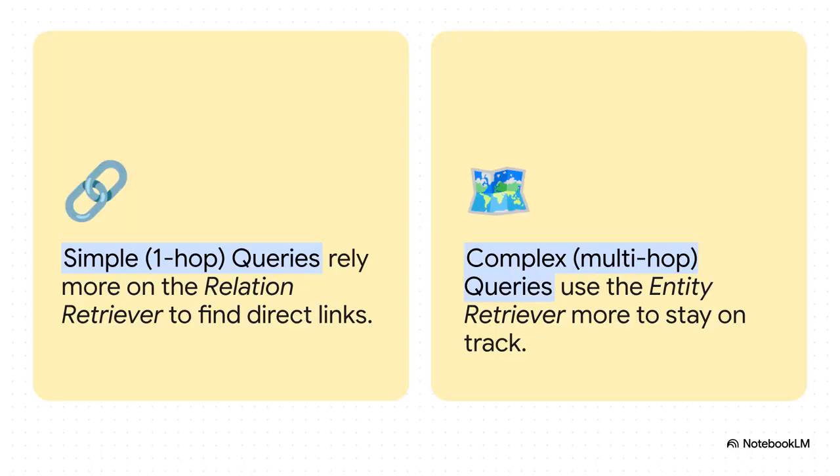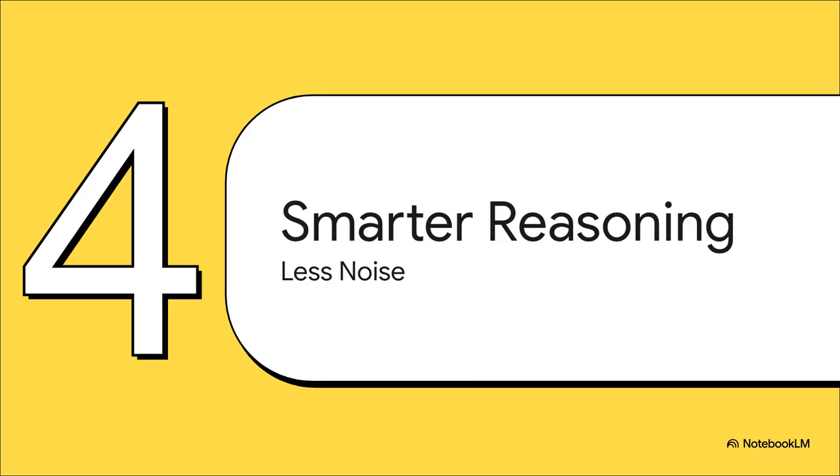And it gets even more clever than that. For really simple one-step questions, the system learns to rely more on the relation retriever to find that direct link. But for really complex, multi-step questions, it figures out that the entity retriever is actually more valuable for keeping the whole search on the right track. It's incredibly nuanced. So let's just zoom out for a second and tie all this together.